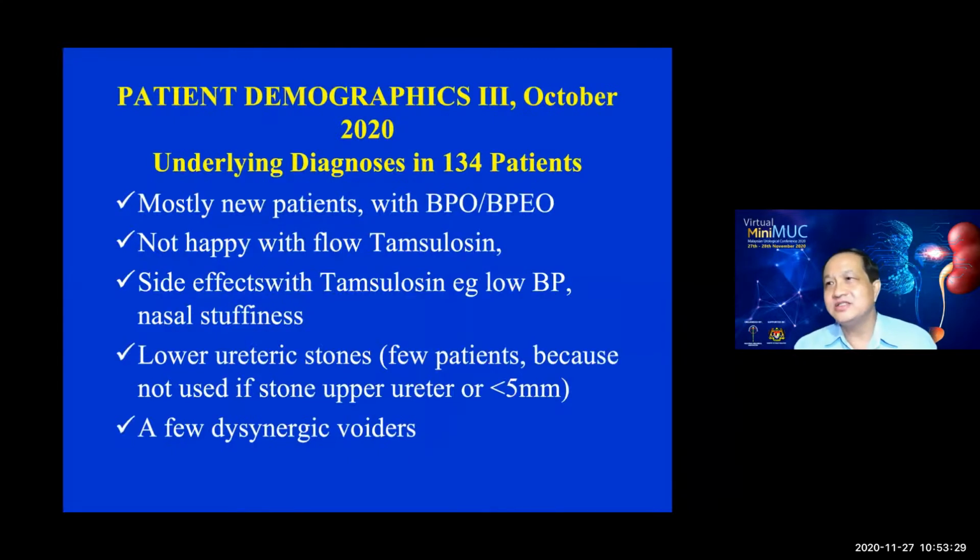Most of the patients who are with me now are mostly new patients with either BPO or BPEO. E means enlargement, which means I add one more drug. As I said, my ultrasound is an extension of my examination, so I more or less have the size of all my patients. Measured size, not rectal size, but the ultrasound size, either transrectal or abdominal. Or some of them are not happy with the flow when they are already taking some tamsulosin.